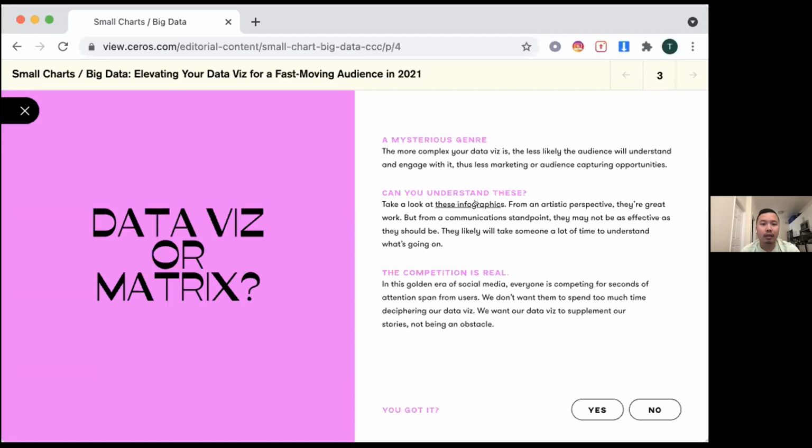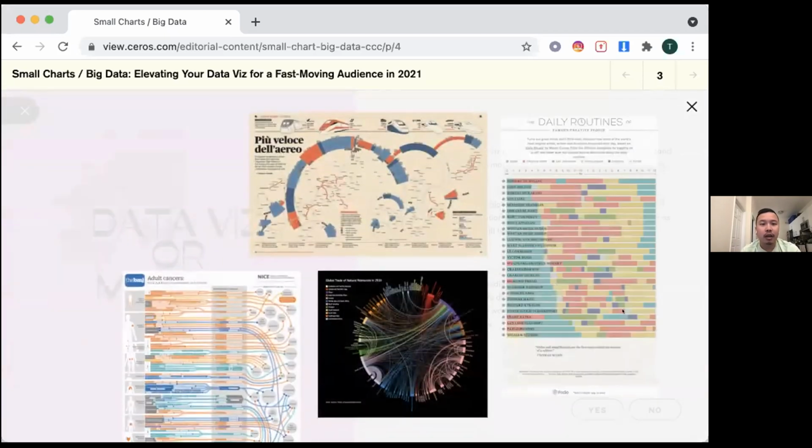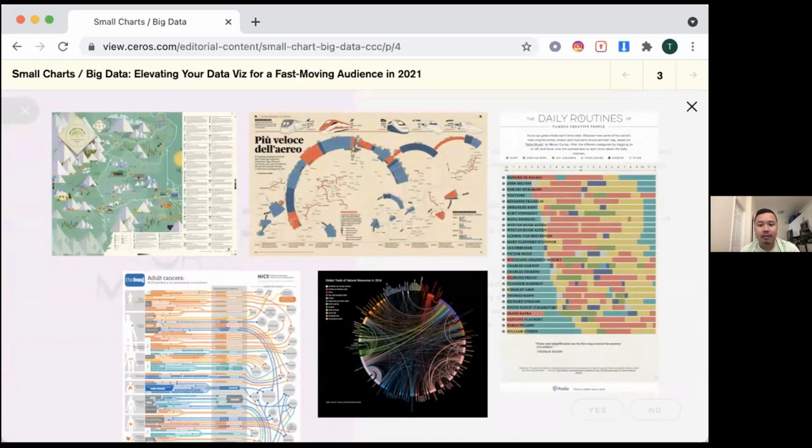Take a look at these infographics. From an artistic perspective, these are really beautiful design work, but from a communication standpoint, they may not be as effective, right? Like if I see these in a museum or a gallery, I probably want to spend a lot of time looking at this and studying it and see where the lines are, what the colors mean, etc. But there's a difference between someone who already committed to pay a ticket, get on the train, visit the museum, commit to spending a few hours there and looking at the artwork, versus someone who's just browsing on their phone and trying to find something cool to pass the time, right?